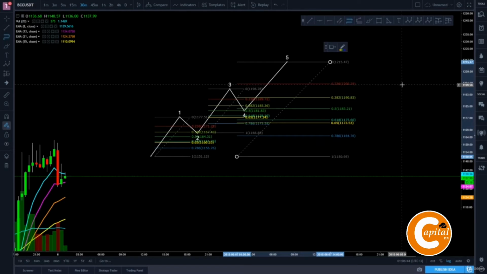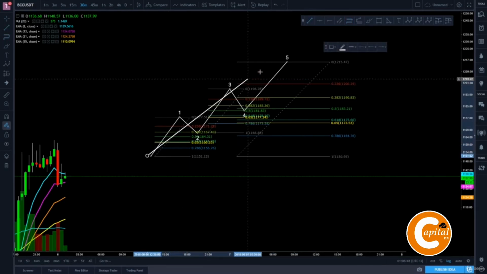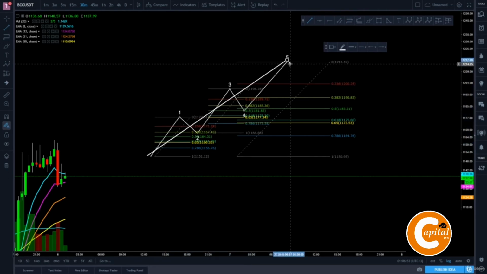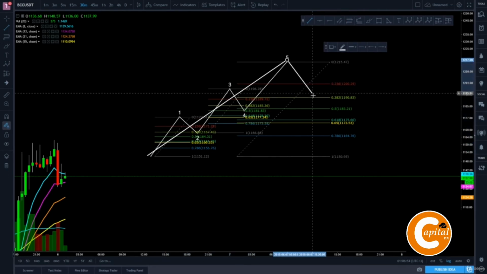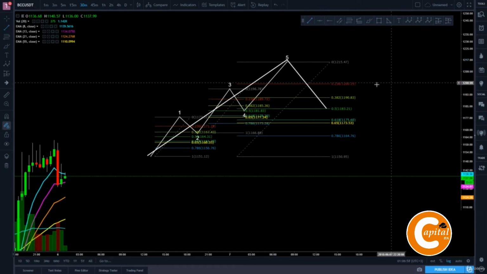And now this whole structure is only one larger degree wave, and taking the Fibonacci for all of these waves, we want to find the retracement of the larger degree wave 2. Okay? So let's see how this theory acts on the Bitcoin Cash chart.